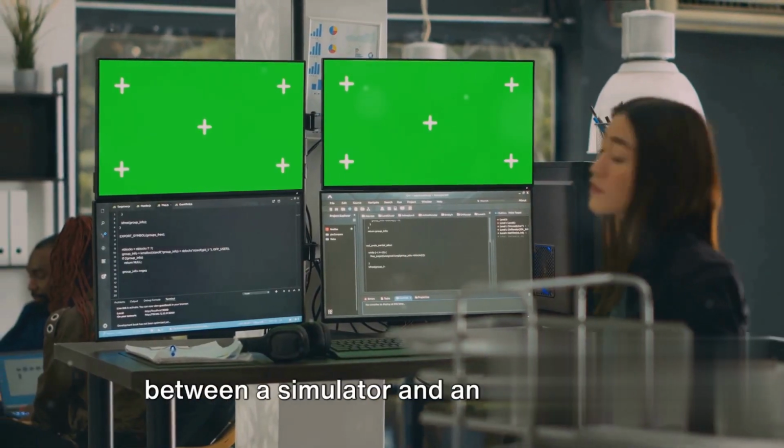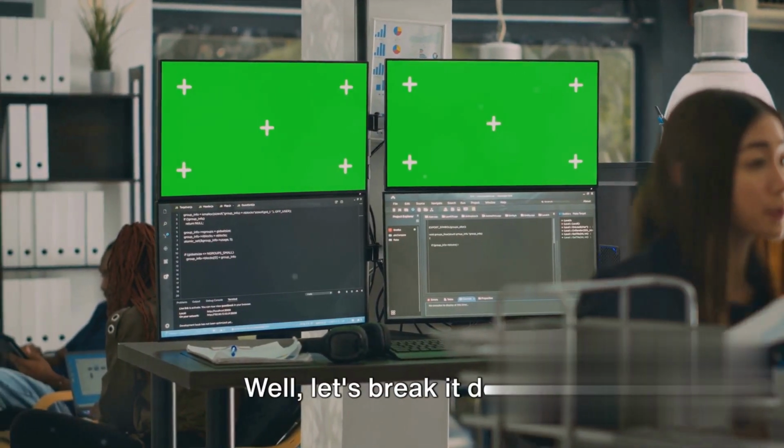Ever wondered what the difference between a simulator and an emulator is? Well, let's break it down.